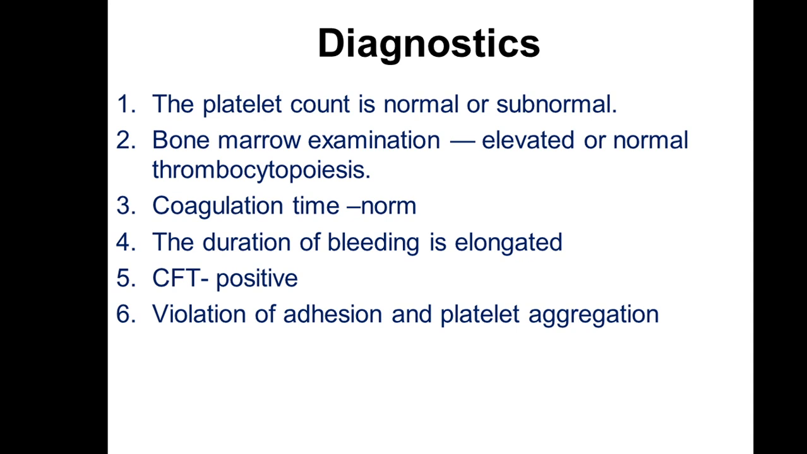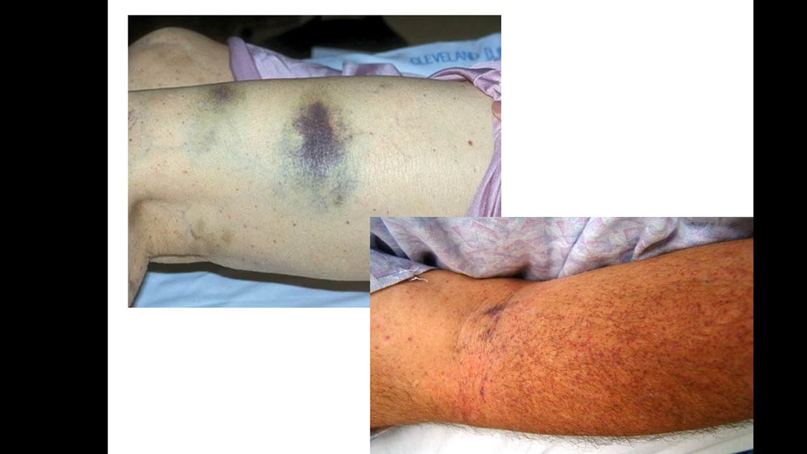Diagnosis: the platelet count is normal or subnormal. Here we have only destruction of functions. Bone marrow examination gives us elevated or normal thrombocytopoiesis. Coagulation time will be within normal because coagulation factors are not destroyed. The duration of bleeding is of course enlarged, the capillary fragility test will be positive, and there is violation of adhesion and platelet aggregation. And you see here a real patient picture, and you see bruises in slightly traumatic regions, and also you see such petechias and bruises.